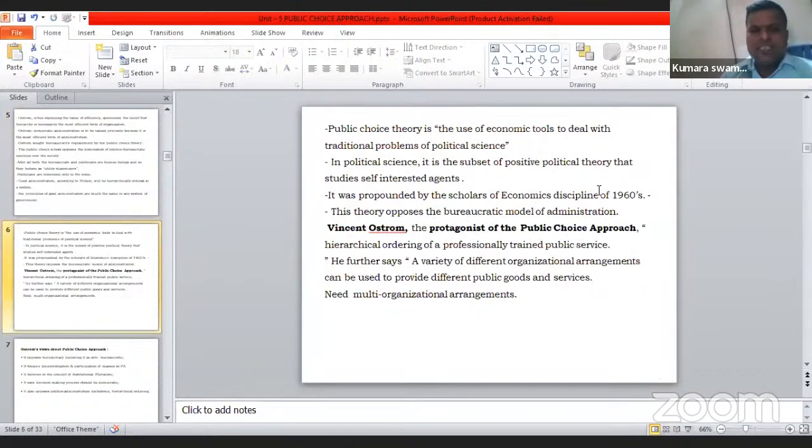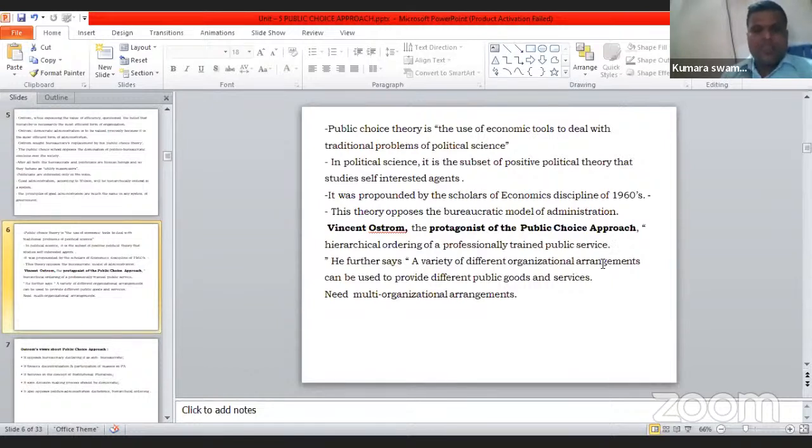Public choice theory uses economic tools to deal with the traditional problems of political science. In political science, it is a subset of positive political theory. It was proposed by economic scholars, especially in the 1960s. Vincent Ostrom is a propagandist in the theory of public policy.